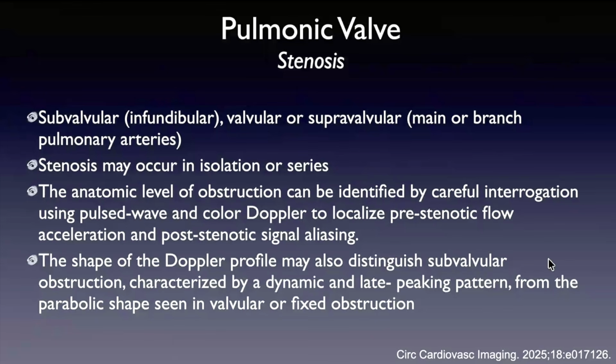And then on top of that, the shape of the Doppler profile may also help you distinguish subvalvular obstruction, which tends to be more dynamic, a bit more dagger shaped, partly because there's contraction of that RV outflow tract as well. That tends to be fairly muscular, versus something that's more parabolic shaped, that's more indicative of a fixed obstruction, which could be valvular or supravalvular.